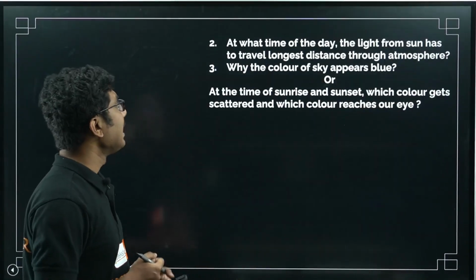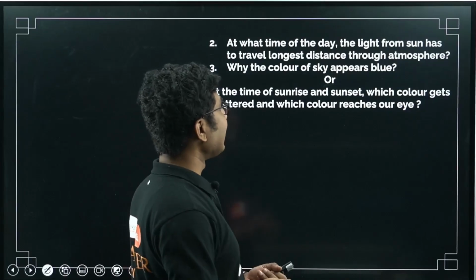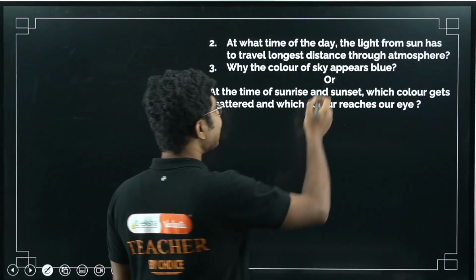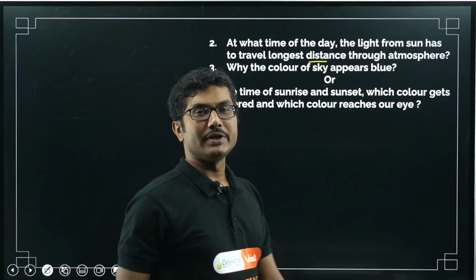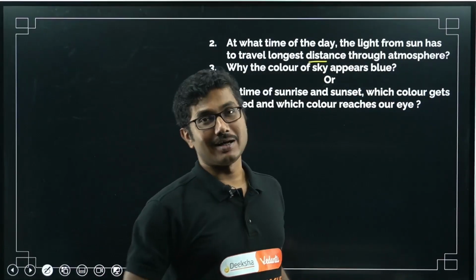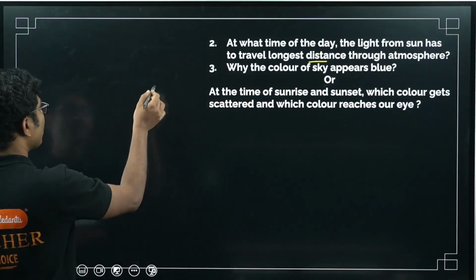Okay, so because the blue color is getting scattered the most, it is reaching the astronaut in space, right? Next, at what time of the day does the light from the sun have to travel the longest distance through the atmosphere? It is either during the dawn or during the sunset. Okay, so during the sunrise and during the sunset, the light has to travel the most path, right?